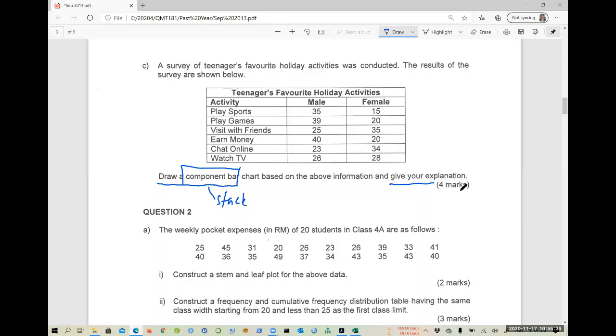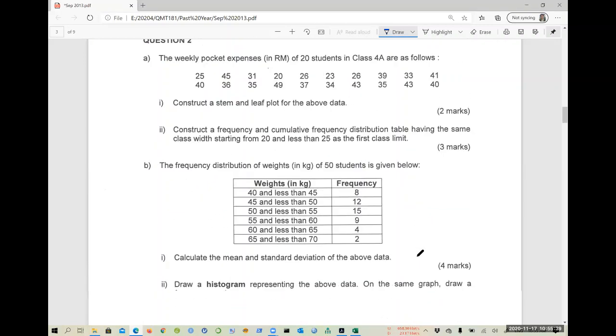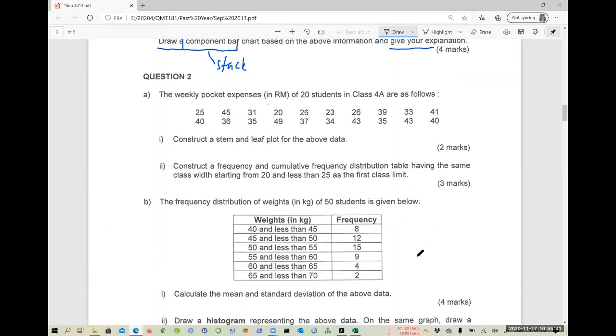Okay, so the next thing, question number 2 will deal with chapter 3 in your textbook, that is descriptive analysis. So the first one will be the ungrouped data set, and then the second one will be the group data set. Okay, so let's look at the first one. It says here the weekly pocket expenses in RM of 20 students in class 4A are as follow. So you have 25, 45, 31, 20, 26, and so on.